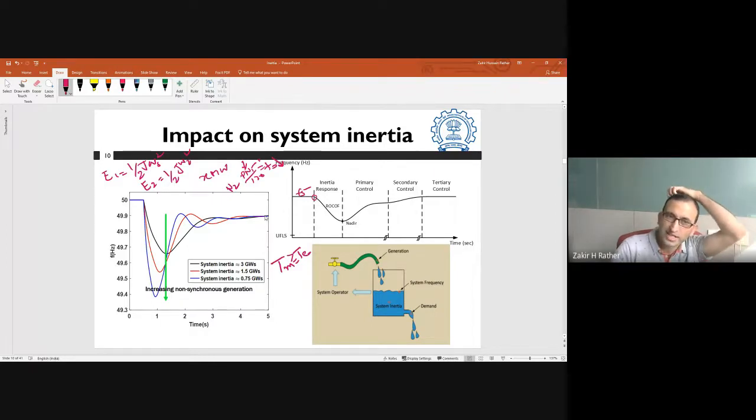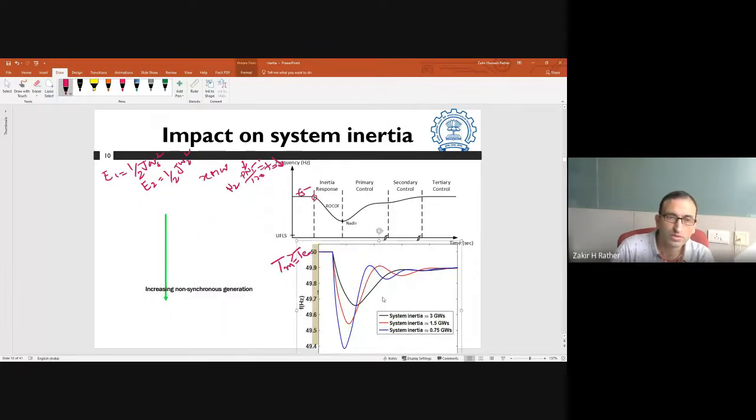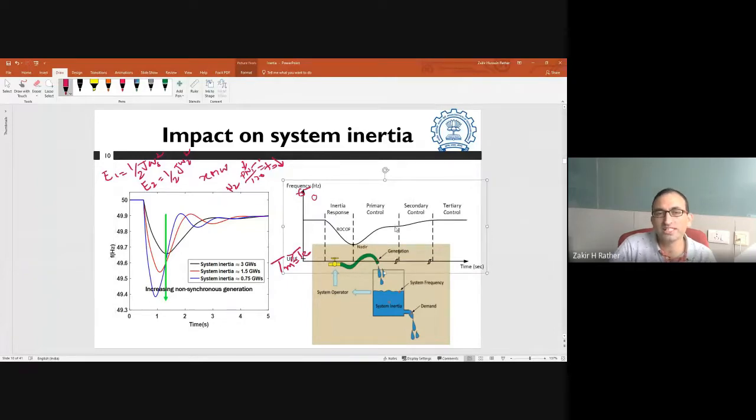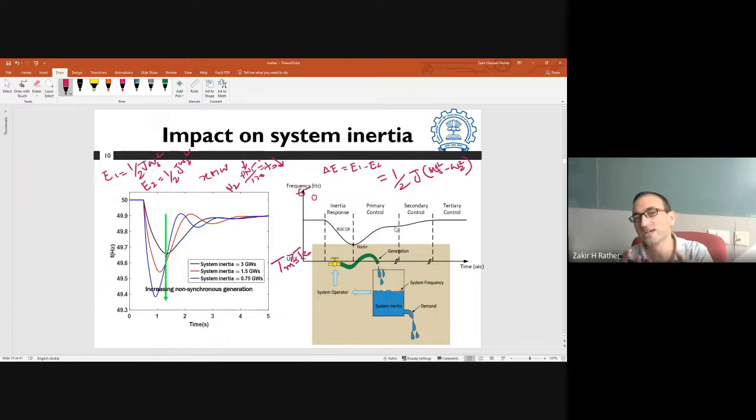Now, in this process of slowing down the speed of the machine, there is a change in the energy stored by the machine, E1 minus E2. That is 1 by 2 J times omega synchronous squared minus omega 2 squared. There is a loss of energy stored in the machine in the process of speed slowing down, and this energy goes into the grid. It is released to the grid inherently, without any control. You do not have any control to execute this release of additional energy to the grid.